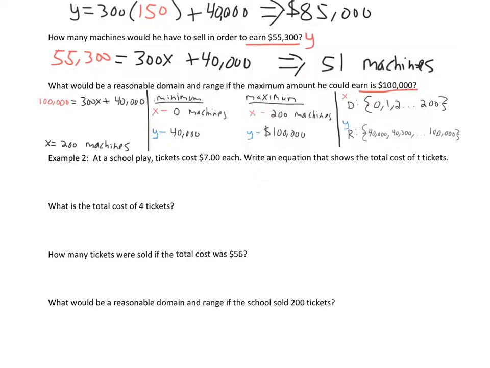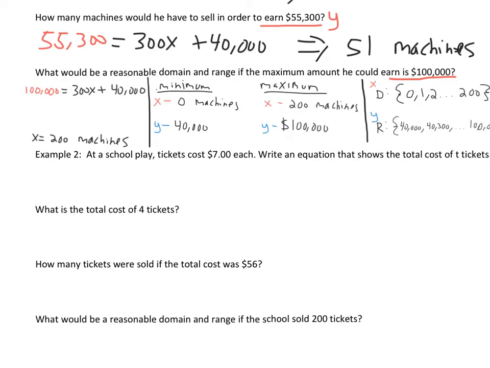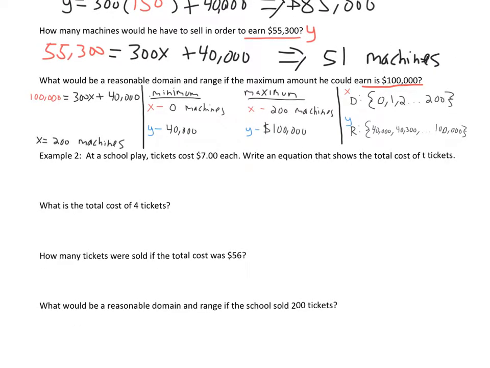All right, so this one should be fairly simple. We need to write an equation that shows the total cost of T tickets. This T here is your independent variable, or your X. And then remember this "each" here. Each ticket costs $7. So that's going to be your T here. So 7 is connected to your T.